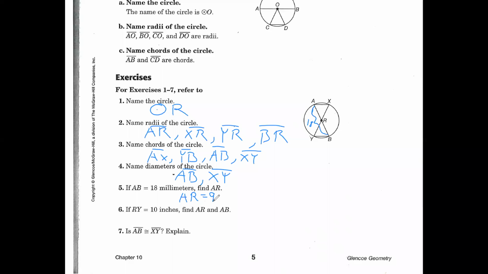Now, each one of these is a little bit separate. So the next one, we're now doing RY, and they say it's 10 inches. Find AR. Well, first off, if RY is 10 inches, AR would also be 10 inches because all the radii must be congruent. So AR equals 10. And AB, which is the entire line, would have to be what? 20. Yeah, double the radius. Diameter has to be double the radius. So AB is 20.